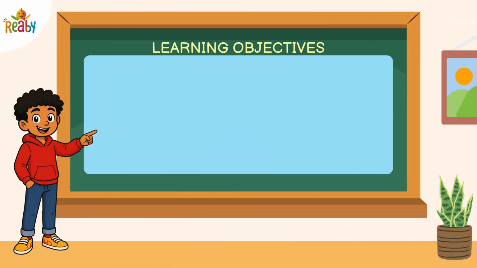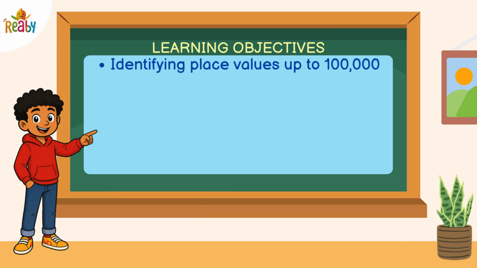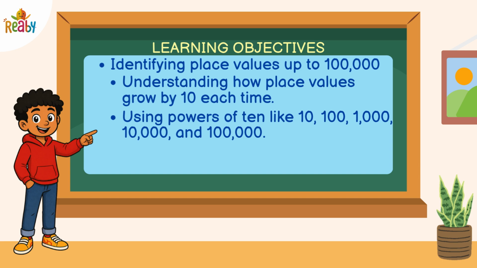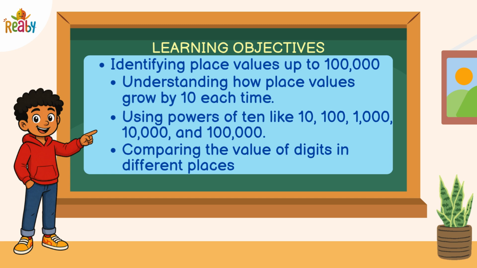Before we get started, here's what we're learning today. Identifying place values up to 100,000. Understanding how place values grow by 10 each time. Using powers of 10 like 10, 100, 1,000, 10,000, and 100,000, and comparing the value of digits in different places.